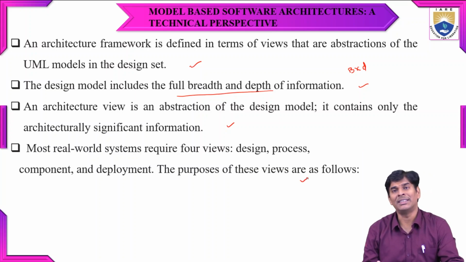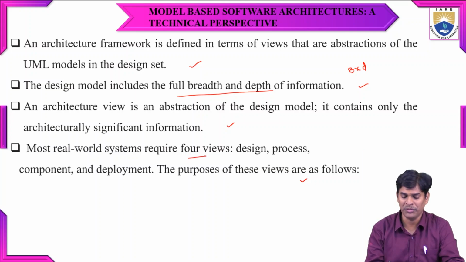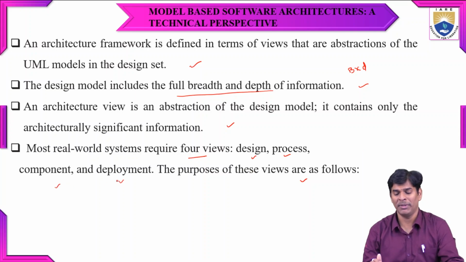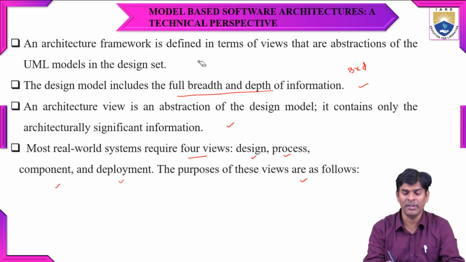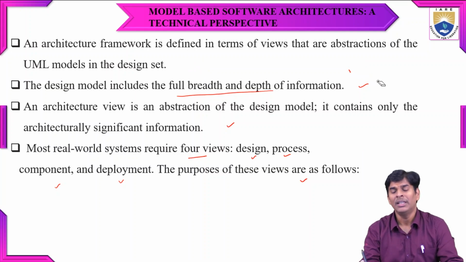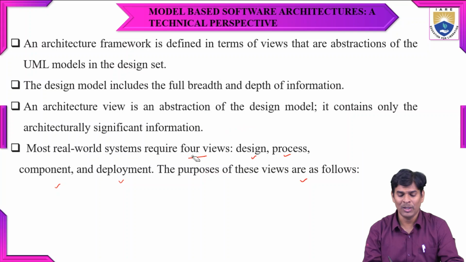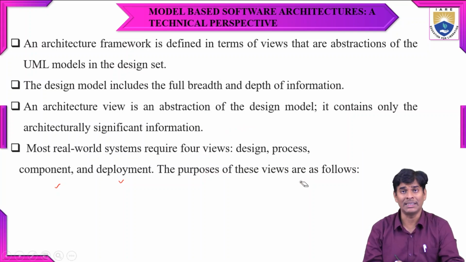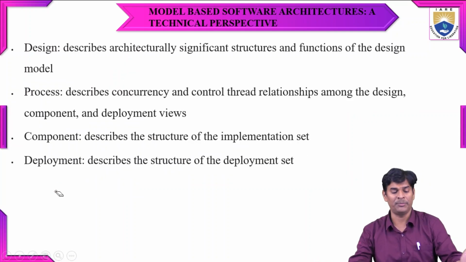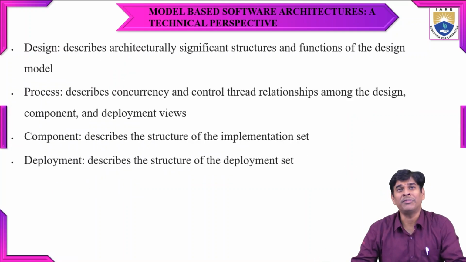While we are designing any system, they mainly consider four views. One is the design view, next the process view, the component view, and the last one is the deployment view. These four views are very important for real-world systems. By using these four views only, they check the software architecture and constructions, and they can have different types of views here. So what is the use of the design view?